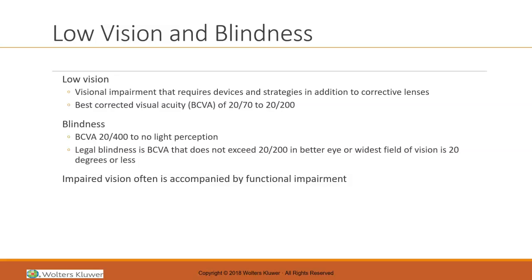Blindness is when the best we can get despite intervention is 20/400, and they have no perception of light. Legal blindness is best corrected vision that doesn't exceed 20/200 in the better eye, or the widest field of vision is 20 degrees or less. So they don't have much peripheral vision. It's a very narrow field of vision. And as you know, and we've probably talked about in class, impaired vision often comes with functional impairment. Difficulty in completing ADLs and working and those types of things. It can be quite debilitating.